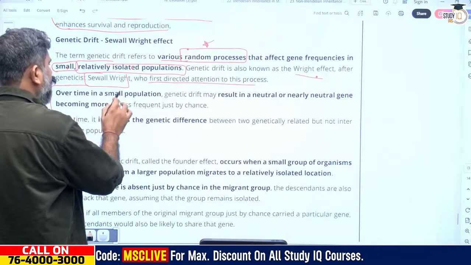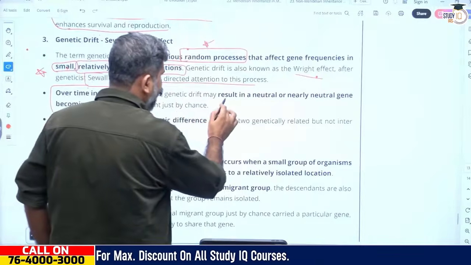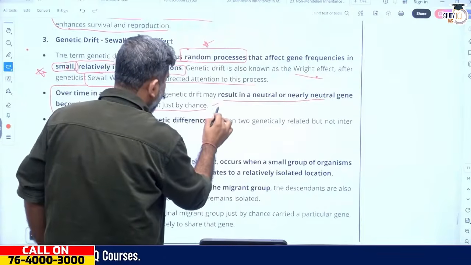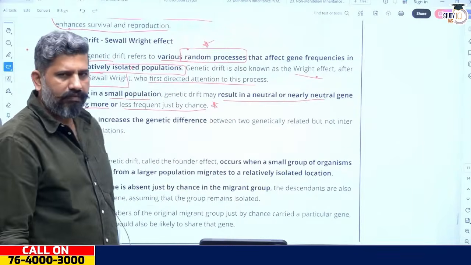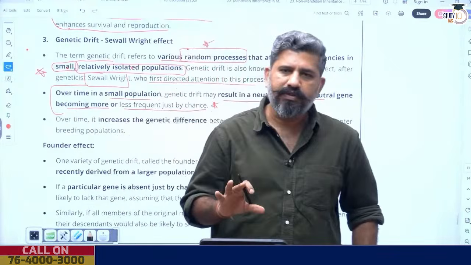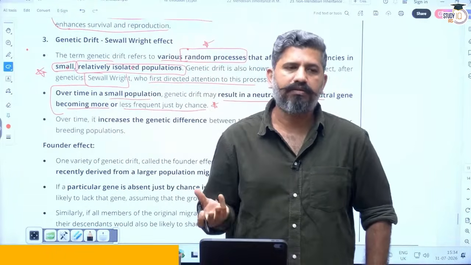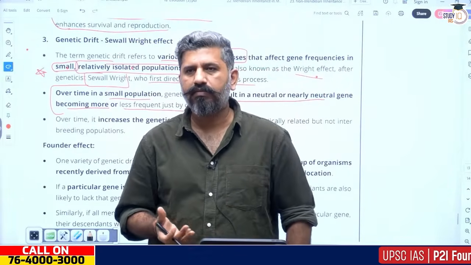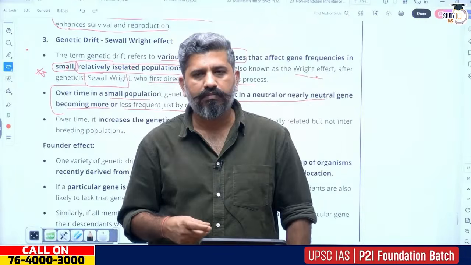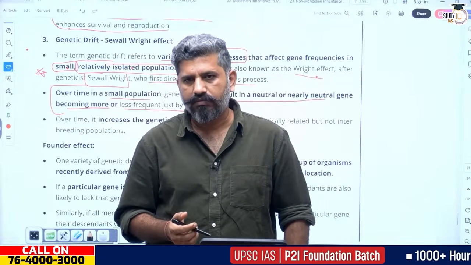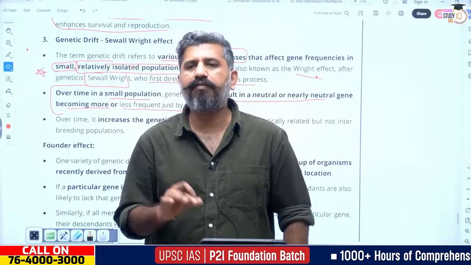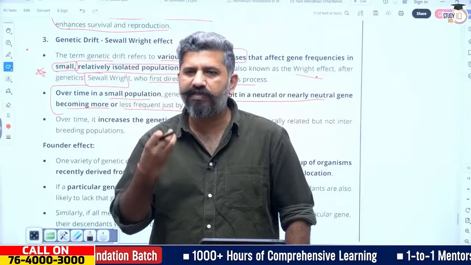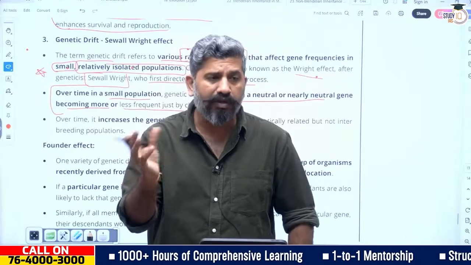Over time, in a small population, genetic drift may result in what? A neutral or nearly neutral gene becoming more or less frequent just by chance. It was not even adaptive or maladaptive. It just got lost by chance. Are you getting my point? We were not even concerned with the adaptiveness or maladaptiveness of that, it's neutral. Just by chance, because it was small in number, it got eliminated. Its frequency was pretty low in the small population, and that can only happen in a small population.